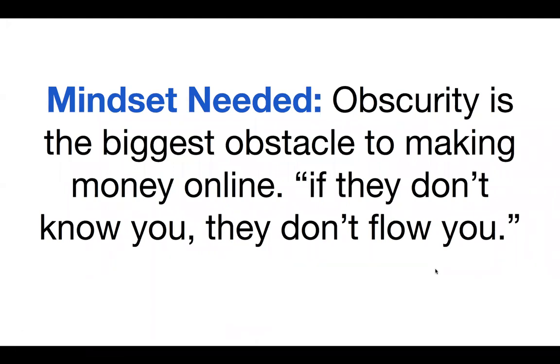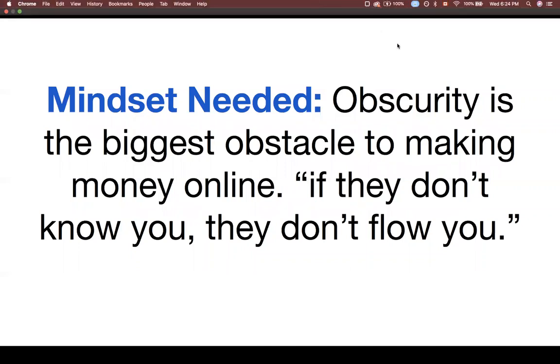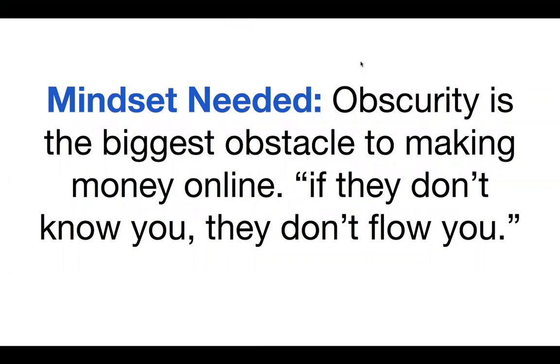And the second piece of that mindset is obscurity, meaning people not knowing who you are. Obscurity is the biggest obstacle to making money online. Who's super famous on Instagram right now? Okay, Cristiano Ronaldo, Kim Kardashian. Who else is super famous on Instagram, with millions and millions of views? Jay-Z, Beyonce, Eminem. Who else? Bieber, okay, thank you, exactly.